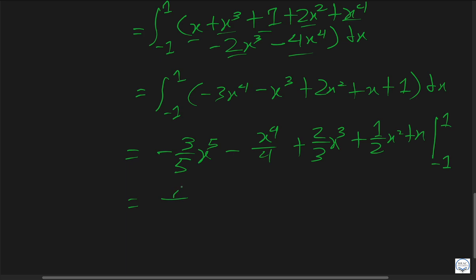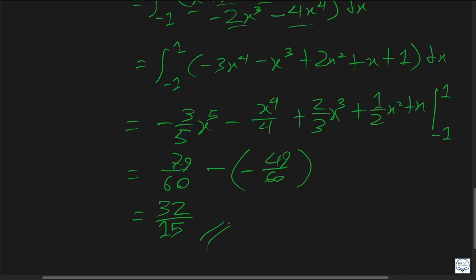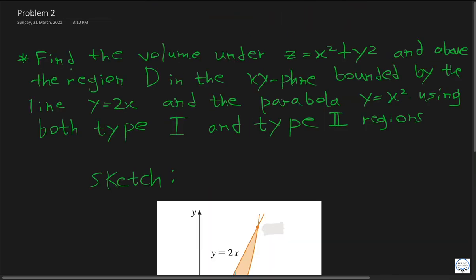So now we just put in the limits. First, when we put x equals 1 here, it should give us 79 by 60. And when we put x equals minus 1 in this expression, we will get minus 49 by 60. This minus is because we're doing the lower limit, and this is what we get once you substitute minus 1 in this expression. Now once we evaluate this, we should get our answer.